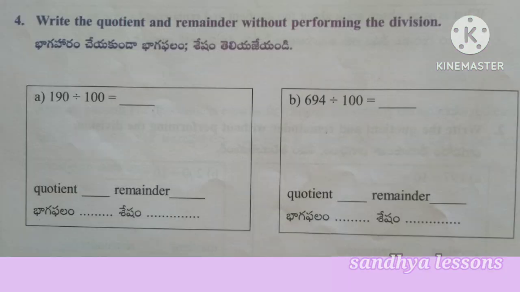Fourth Roman. Write the quotient and remainder without performing the division. A problem. If we divide 190 with 100, we get quotient 1 and remainder 90. B division. 694 divided by 100. When we divide 694 with 100, we get quotient is equals to 6 and remainder is equals to 94.